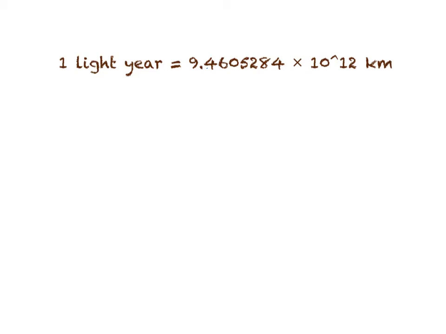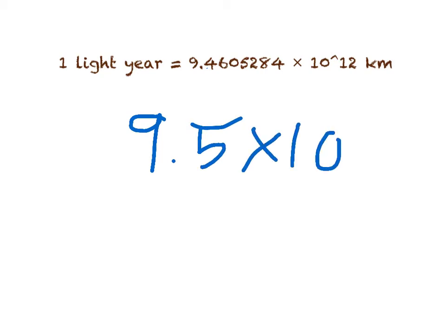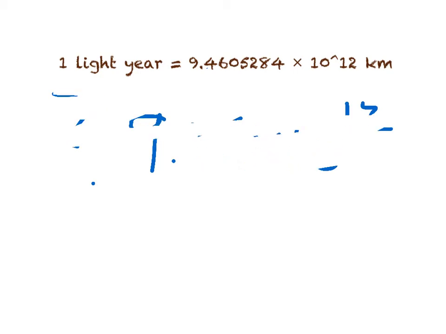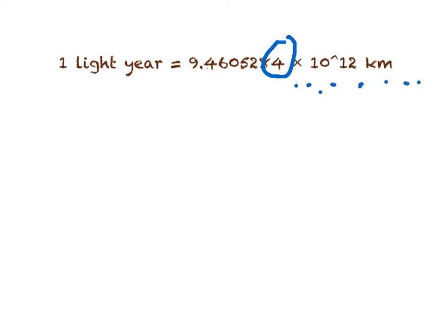Why is this number not written as 9.5 times 10 to the 12th kilometers? We're talking about accuracy. They want to make sure we know that this is a very accurate number. In fact, the only digit in this number that has been rounded is the last digit, that 4. And it may have been rounded up or rounded down. We know there were some other numbers after that, but we don't know what they are because they rounded it. So this number is accurate to the last digit.